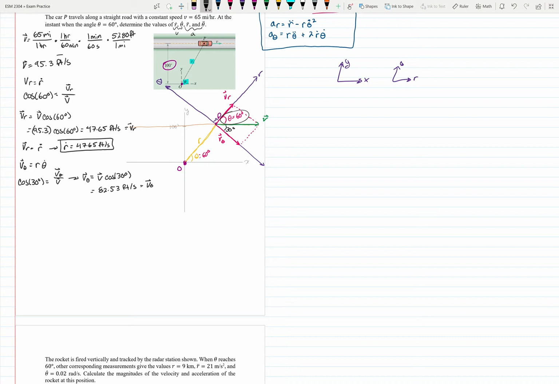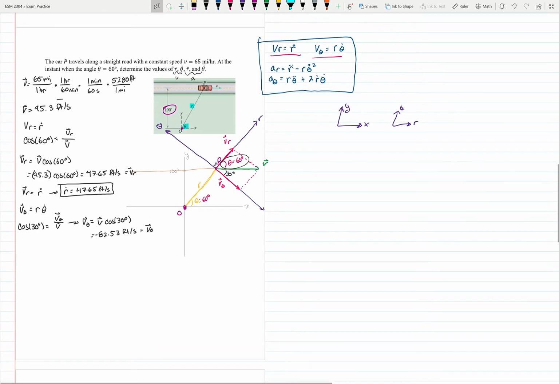So all this is just how much of this velocity is in the negative theta direction, and how much of this is in the r direction. Positive theta is this direction, so this is actually a negative 82.53 feet per second because it's in the negative theta direction. Now it's important to keep your axes consistent here.